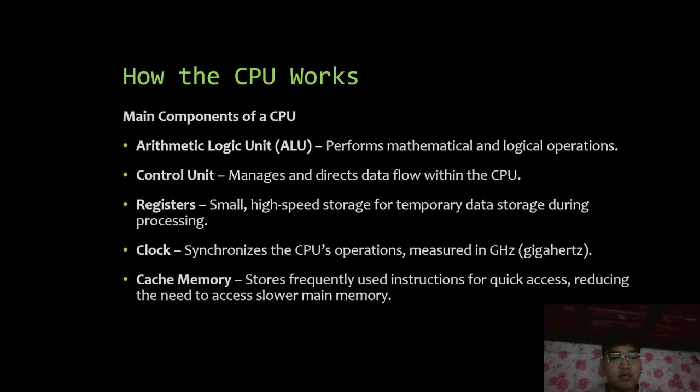Clock synchronizes the CPU's operation measured in gigahertz. Cache memory stores frequently used instruction for quick access, reducing need to access lower main memory.